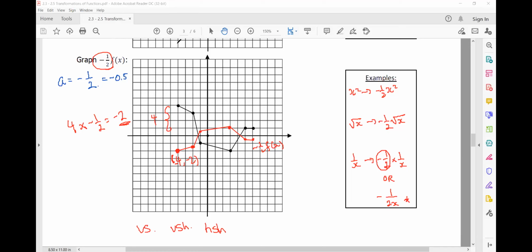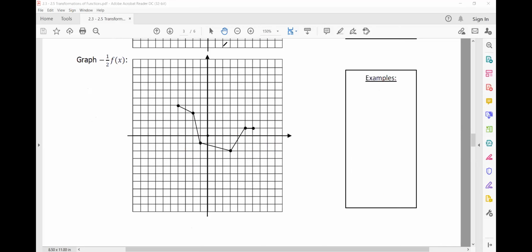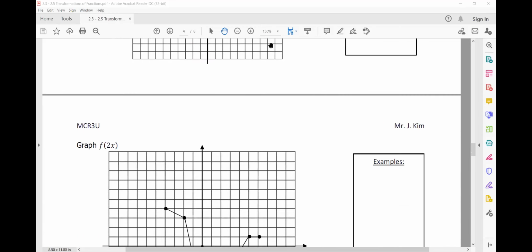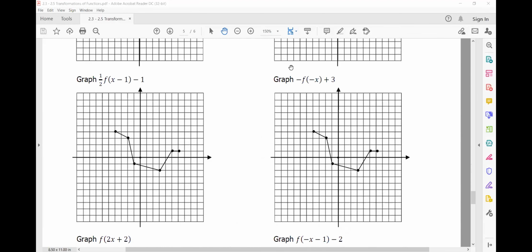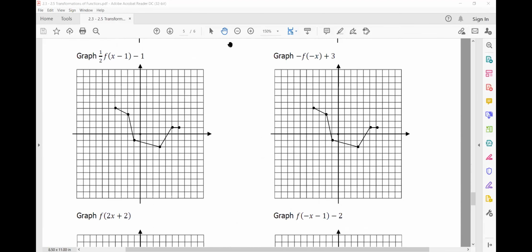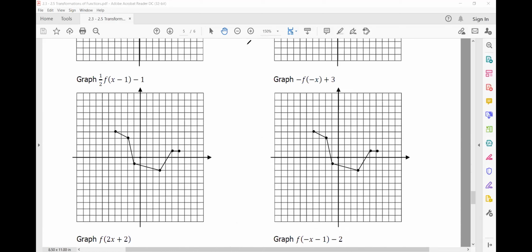I'm going to clear this. Would you please go to page number 5. It should have 6 different graphs on it. And I would like you to try the second one on the left. I will give you 5 minutes.